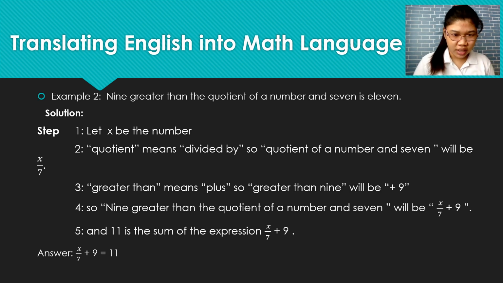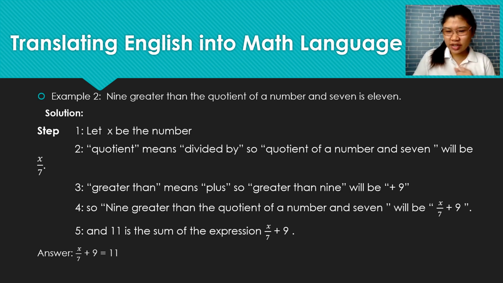So check it. 9 greater than the quotient of a number. Our number is x over 7 because the quotient of a number and 7, plus 9, is 11. So x over 7 plus 9 is equal to 11. So let's go to the next.